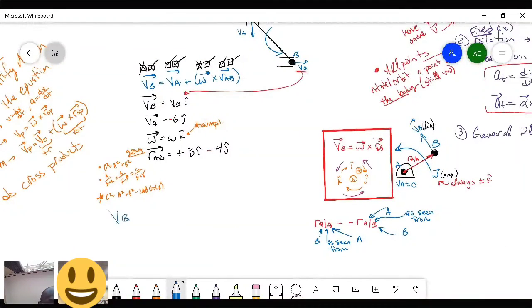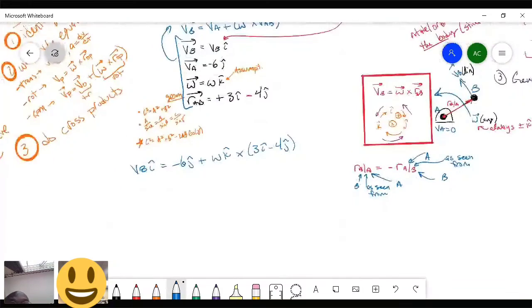VB equals, and now all we have to do is literally plug and chug everything back into it. So all of this stuff goes in there, and it's going to look like this. VB in the I direction equals VA, which was -6J, plus W, which was WK, cross R, which is 3I minus 4J. So now I just rewrote the whole thing with all the stuff that we need. Okay?